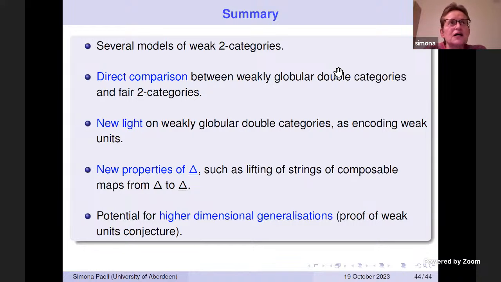So it would be nice, I think, to see some applied context where this weak globularity condition shows up in a very natural way, if you know what I mean. For example, in topology, in homotopy theory, this is the case. So how did I come to this weak globularity condition?